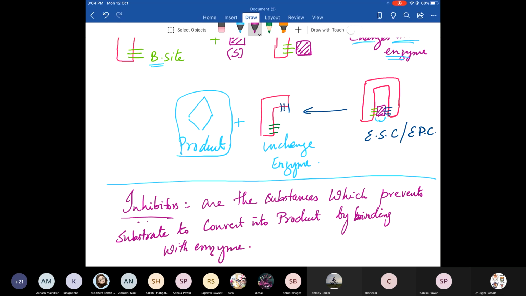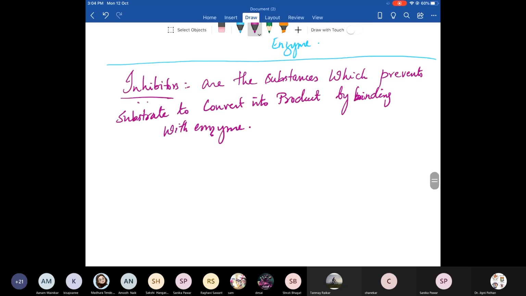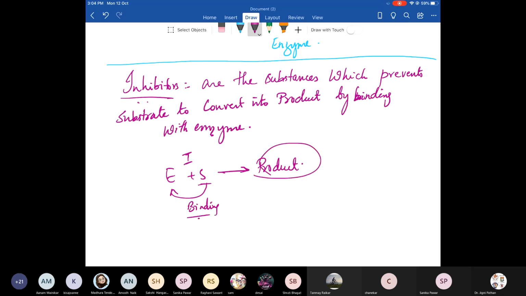What do you understand by this? See, you have enzyme, you have substrate. If substrate binds with enzyme, then you get product, right? So this I is inhibitor. Inhibitors prevent this binding so that there should not be any formation of product. They go and bind with enzyme, but they do not allow a substrate to bind so that they do not form any product. Did you all understand what is inhibitor?